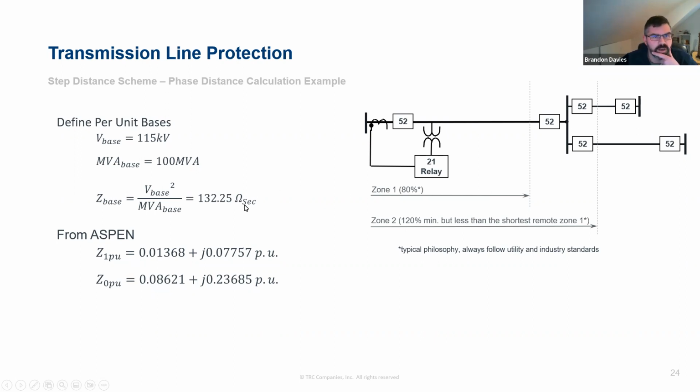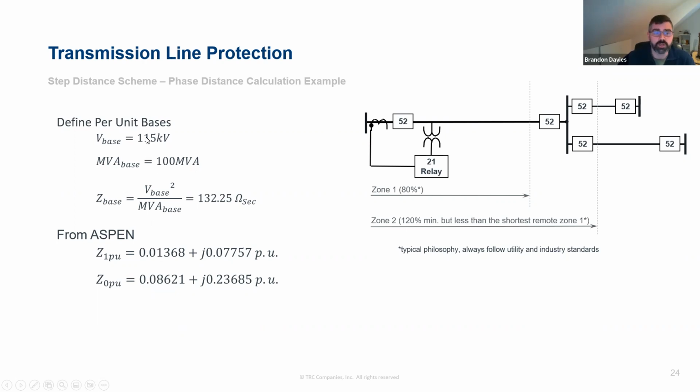I just realized there's an error on my slide here. It should be just ohms primary for the Z base. That's converting from per unit to primary. So you might want to make a note of that on your slides there, and I'll see if I can fix that and get a revised copy out.